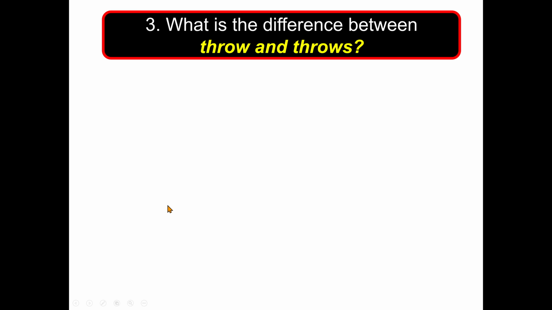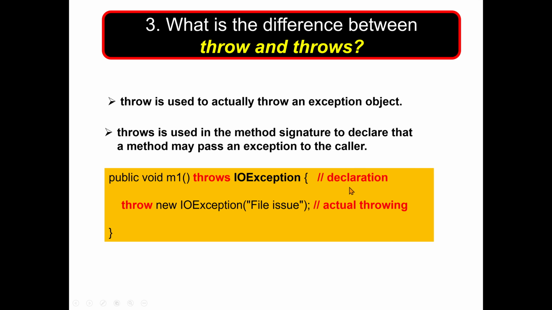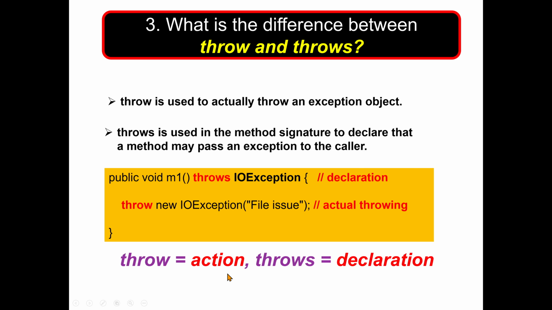Now next, what is the difference between throw and throws keyword in Java? Throw is used to actually throw an exception object, whereas throws is used in a method signature to declare the method may pass an exception to the caller. For example, in this method you can see throws is a declaration. In a method signature we can use throws, which is a declaration, whereas while actually throwing we use the throw keyword. So throw is an action, whereas throws is a declaration. This is the main difference you can keep in mind.